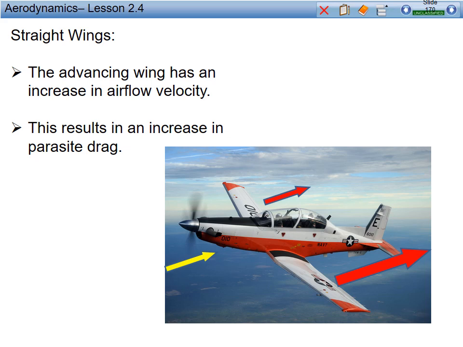The advancing wing will have a higher velocity of airflow over it, causing an increase in parasite drag, dragging that wing back into the direction of that new side slip at relative wind. Conversely, the downwind wing will have less velocity over it, causing less drag, allowing it to advance into that new relative wind. Overall, straight wings are a positive contributor to directional stability.